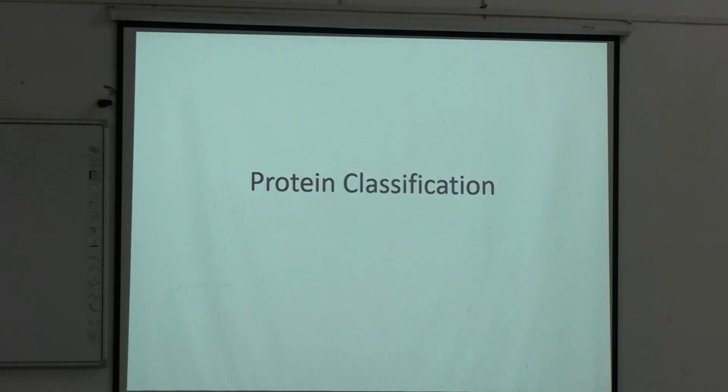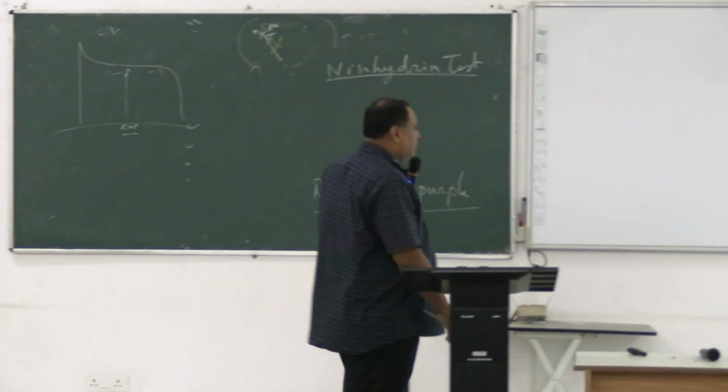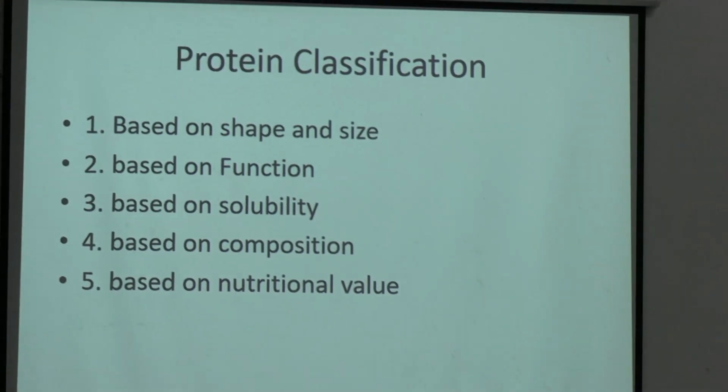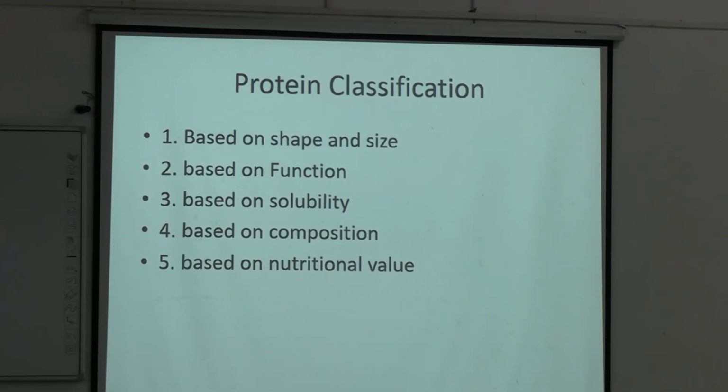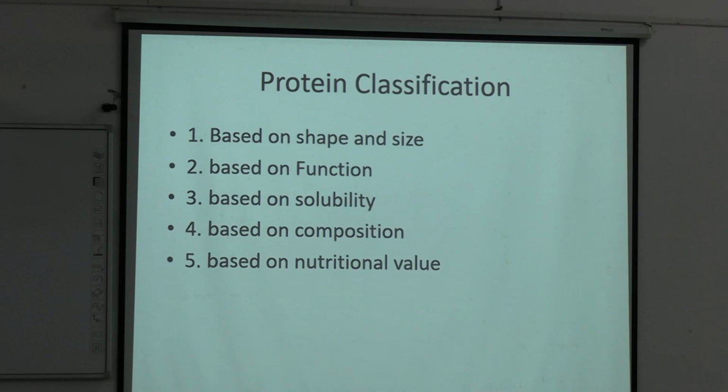You should know protein classification, meaning the different types of proteins and how they are classified. It is classified based on 4 criteria: shape and size, composition, solubility, function, and lastly, nutritional value. Why did I say 4? Because one of them you cannot remember. You at least remember 4 in detail; that will be sufficient. Based on shape and size.